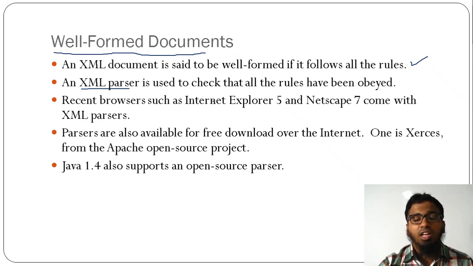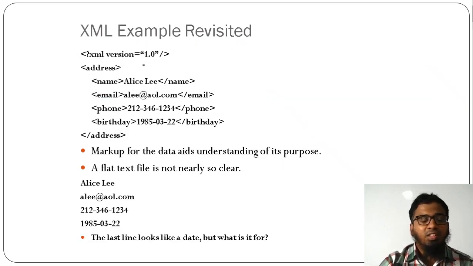Okay, recent browsers such as Explorer 5 and Netscape 7 come with an XML parser. Parsers are also available for free download over the internet, such as Xerces from the Apache open source project. So you can download a parser, or you can use Java 1.4, which also supports an open source parser. Okay, next. So this is a simple example. Address, okay, address name given. This is an element and the version is 1.0.